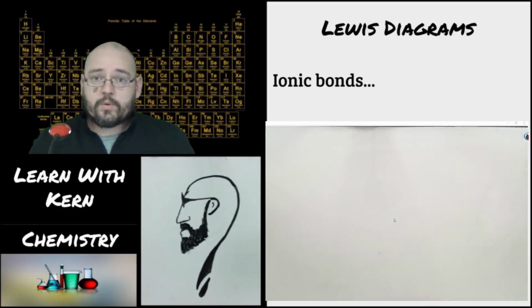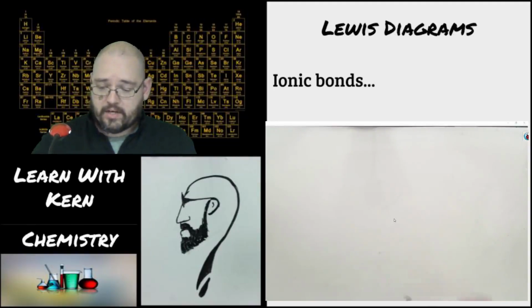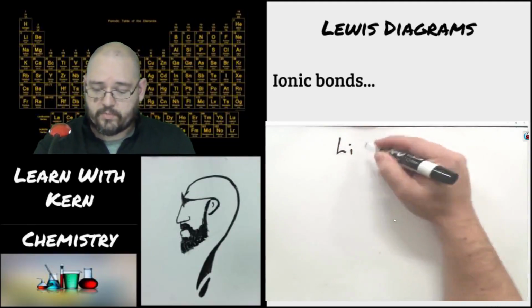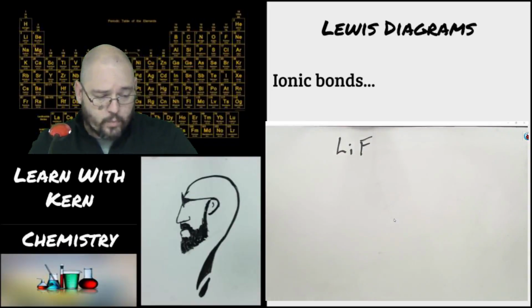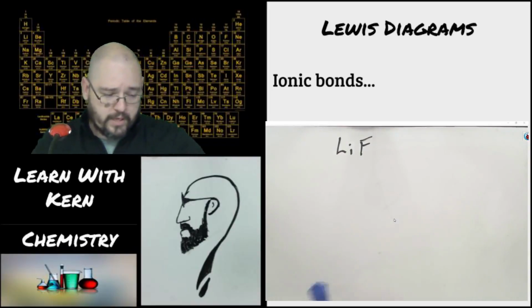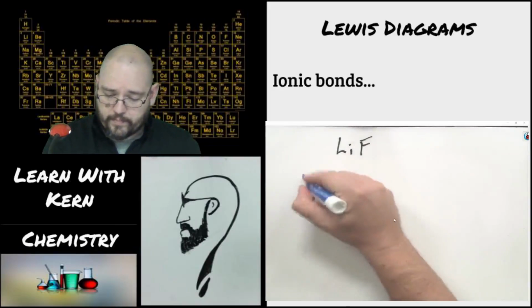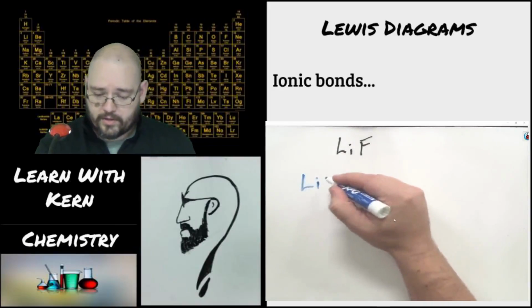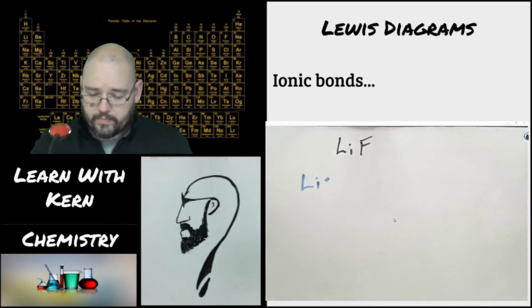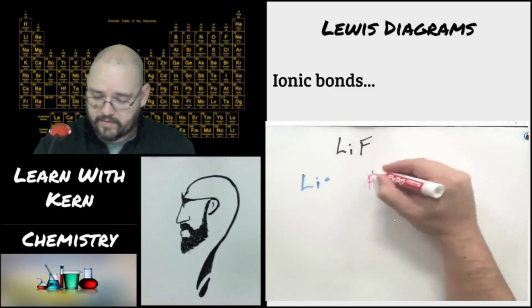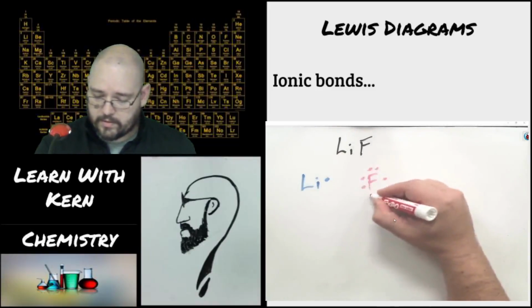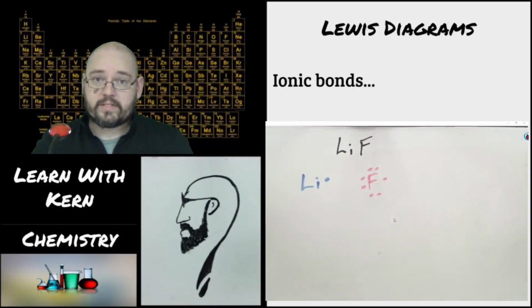So let's do a Lewis diagram example of an ionic compound, and let's choose a simple one to start off with. Let's choose lithium fluoride, LiF. So when we do this, I'm going to use blue for my cations and red for my anions. So lithium has one valence electron because it's in group 1. Fluorine has 7 valence electrons because it's in group 7.